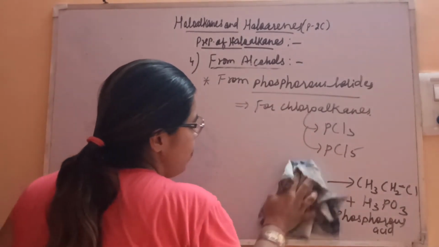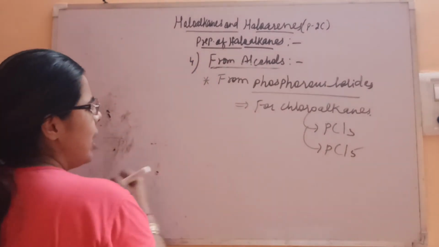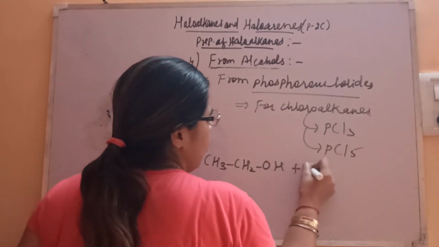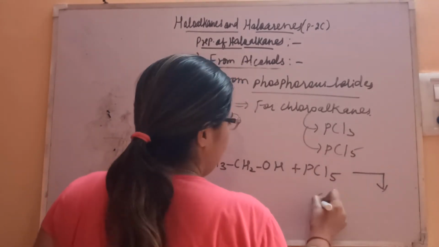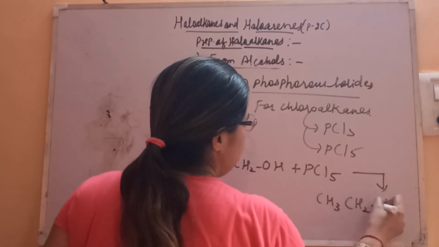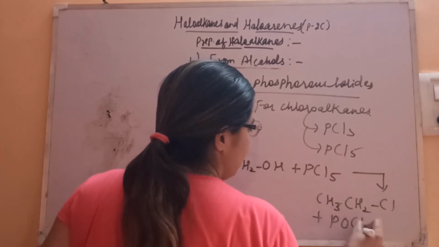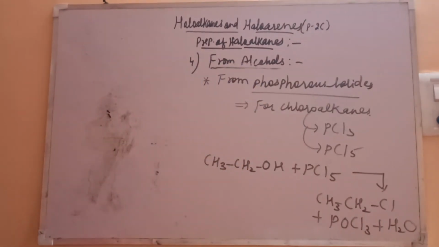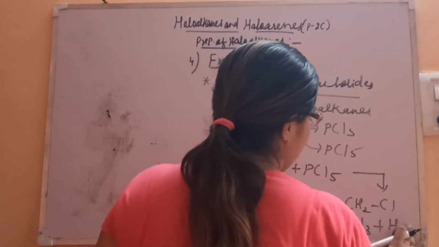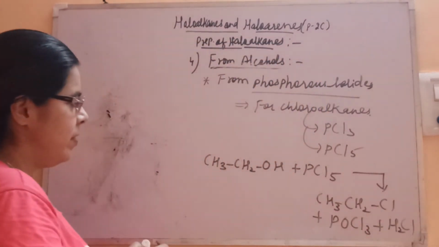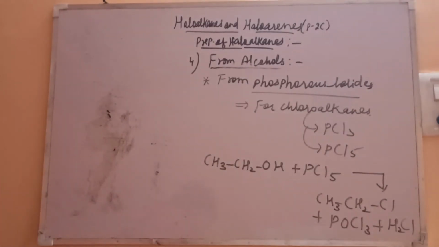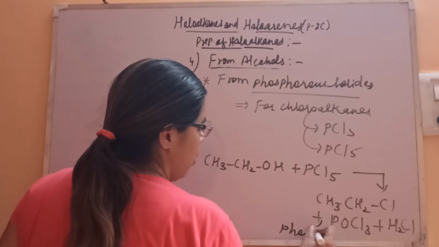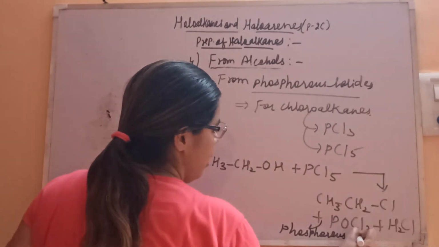Fine. Instead of PCl3, if we take PCl5, then the side product will be different, but the main product will remain the same. PCl5 gives you the same product, CH3CH2Cl, plus POCl3 plus HCl. One Cl will be left, HCl gets formed, 5 Cls are there. That's why. So these are the reactions. This is your phosphorus oxychloride. Oxy is coming from oxygen.